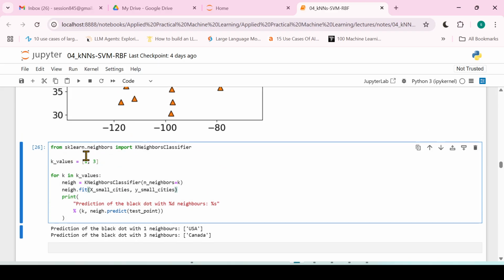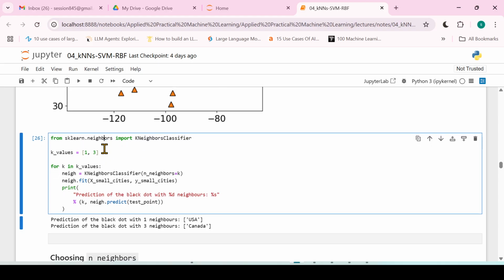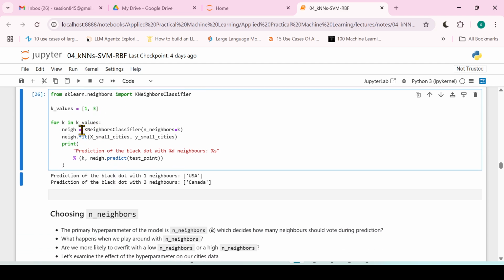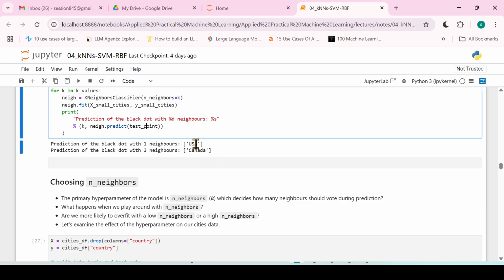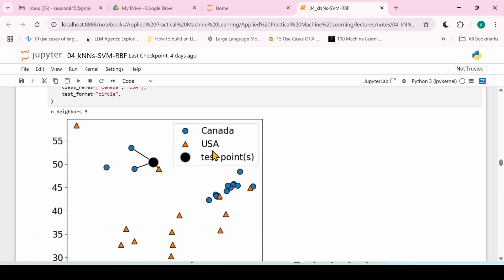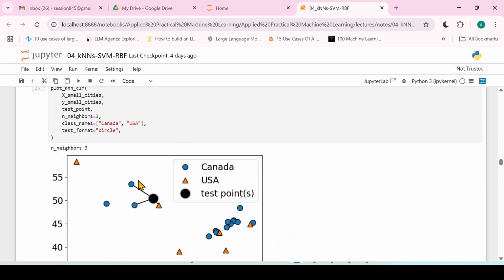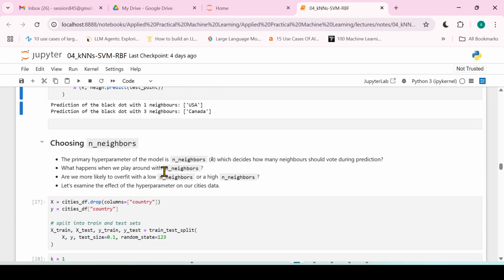Here, how do we import this? We are importing the k nearest neighbors classifier from the neighbors module. Here we'll try 2 values of k, k as 1 and 3. And now we are building the models. Here we are initializing the nearest neighbors and applying the fit method, and then we are doing the predict method on the test data point. Based on the one neighbor, our model is predicting USA, and based on the three neighbors, our model is predicting Canada. This is what we have seen, right? This one is based on the one neighbor and this is based on the three neighbors, right?